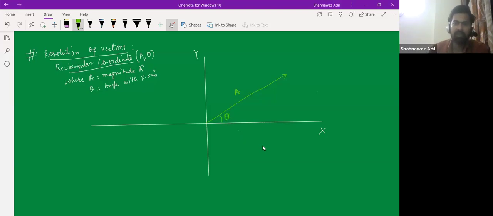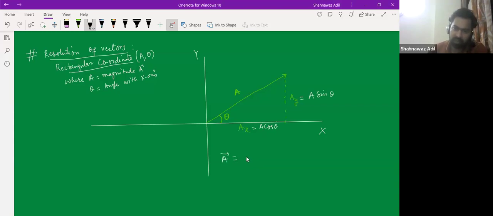So what I can do is find the two components. This magnitude is A. So this would be the y component, and this would be the x component. And the y component is A sine theta, and the x component is A cos theta. So I can write any vector in the form of Cartesian coordinates.